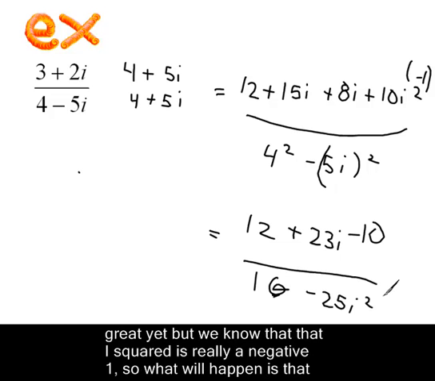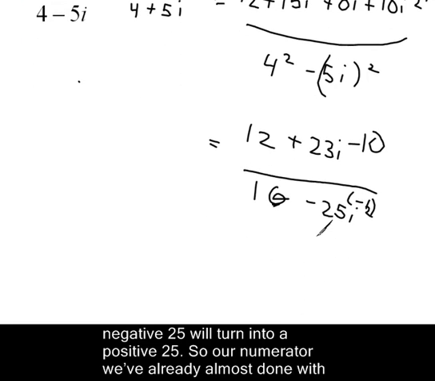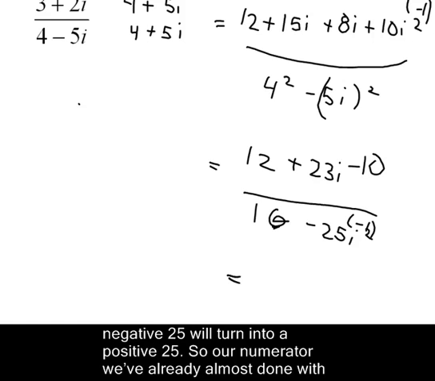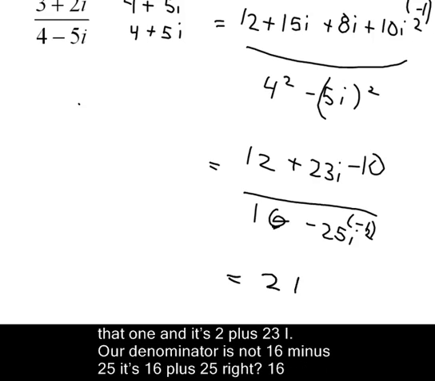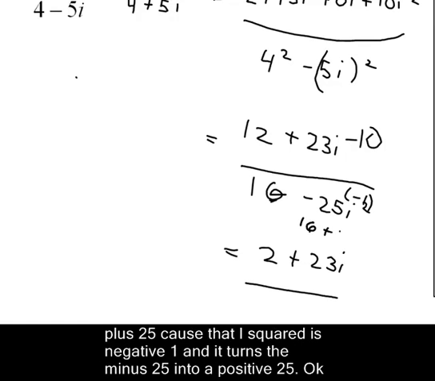Doesn't look great yet, but we know that that i squared is really a negative 1. So what will happen is that negative 25 will turn into a positive 25. So our numerator, we're already almost done with that one. That's 2 plus 23i. Our denominator is not 16 minus 25, it's 16 plus 25, right? 16 plus 25, because that i squared is negative 1, and it turns the minus 25 into a positive 25. Okay.